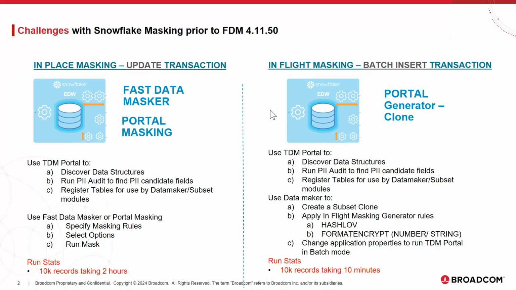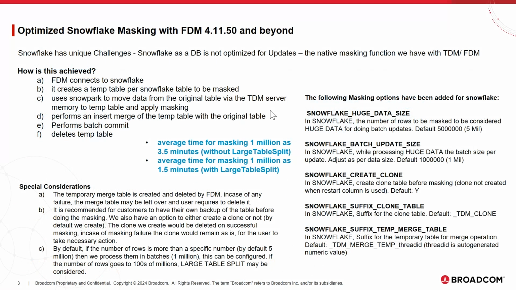But it still did not solve the bigger problem, which is customers who have billions and billions of records and many hundreds of tables containing large volumes of data. This was still not good enough. And that is when we introduced an upgrade as part of 4.11.50 and beyond, which means you have to have installed Fast Data Masker 4.11.50 or newer and be on a newer version of the portal as well. That will enable you to get access to some of the newer capabilities of how we can perform masking for Snowflake with TDM and FTM.